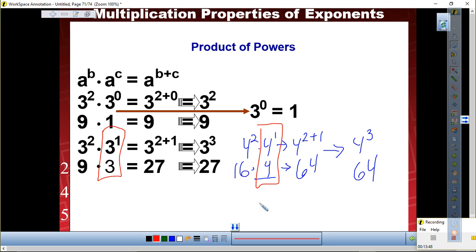All right. Rule, anyone? Yes? Anything to the power of 1 is unnecessary. The power is... Okay, let's make it a little bit simpler. Jocelyn?